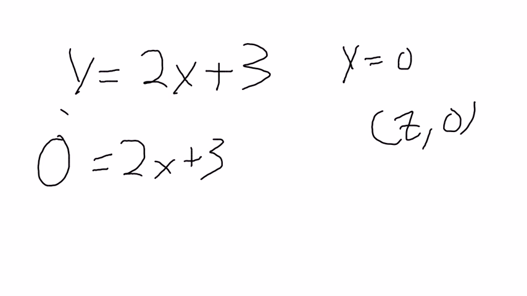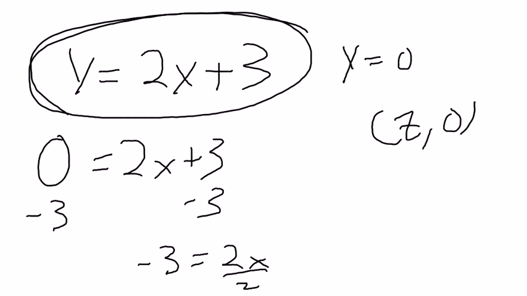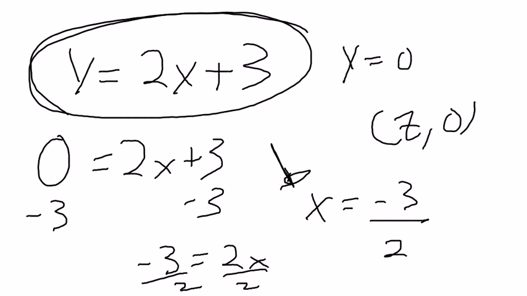So the X-intercept of this line right here would be, let's solve this equation. We do -3 on each side. That means we get -3 equals 2x. And if we divide by 2 on each side, we get x equals -3 over 2. This right here is the X-intercept, and the coordinate point would be -3 over 2, 0. This is the coordinate point of the X-intercept.